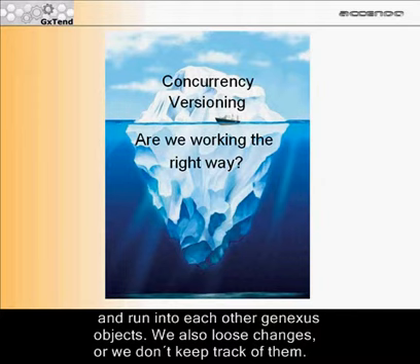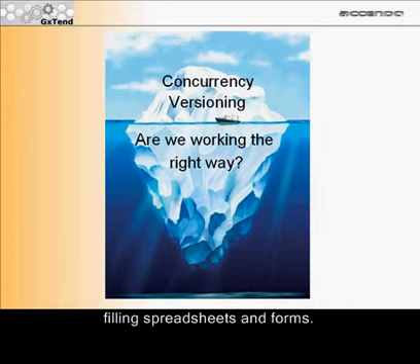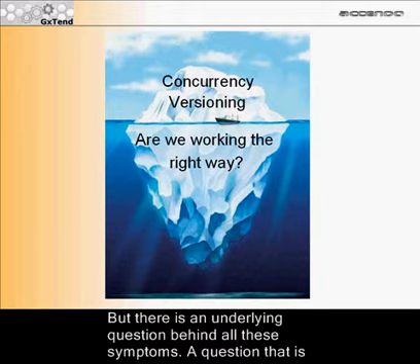For instance, we miscommunicate and run into each other's GNexus objects. We also lose changes, or we don't keep track of them. And maybe if we do keep track of changes, a lot of bureaucracy is involved, like filling spreadsheets and forms.